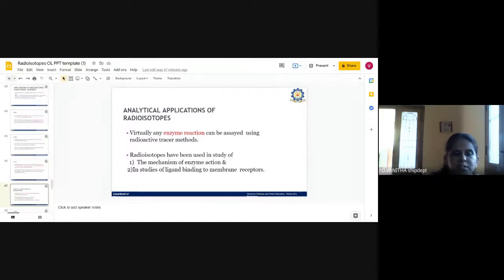Next are the analytical applications of isotopes. Virtually any enzyme reaction can be assessed using radioactive tracer methods. Radioactive isotopes have been used in the study of the mechanism of enzyme action, and in the study of ligand binding and membrane receptors.